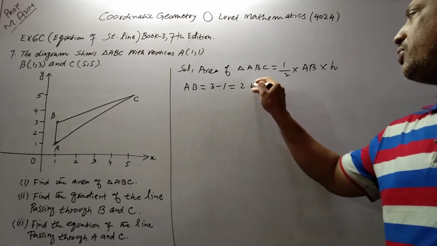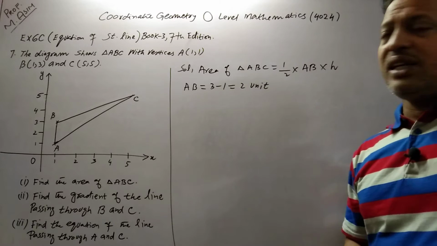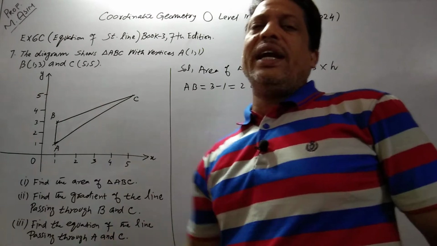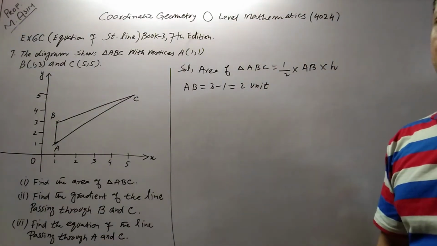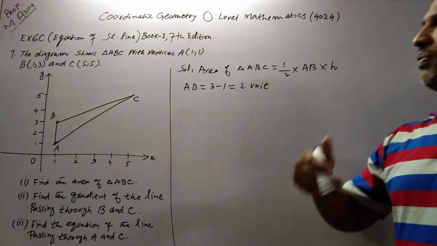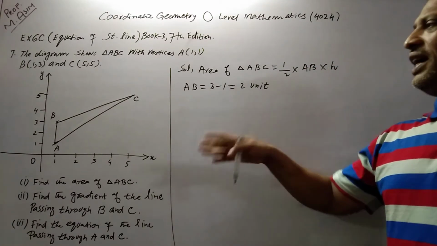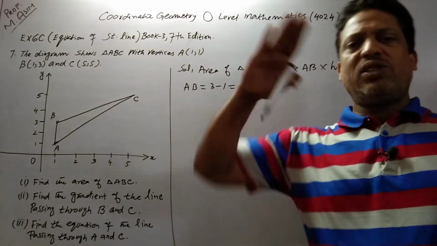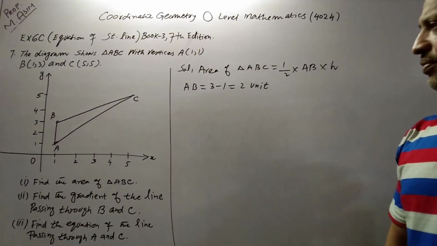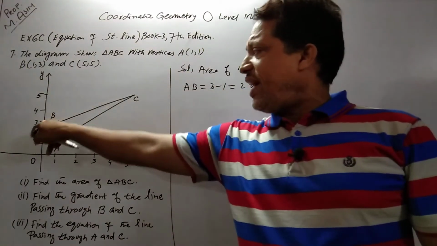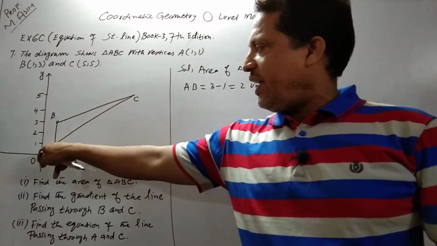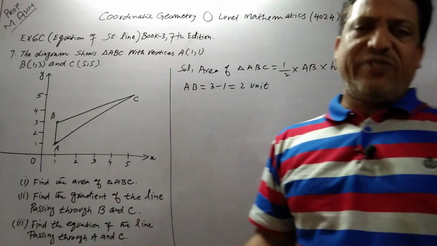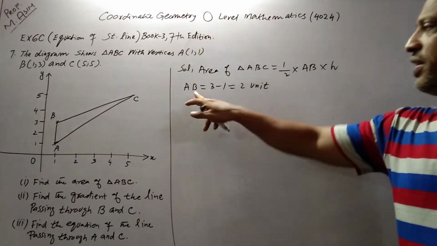3 minus 1 is what? 2 units. But students, if you apply the distance formula for A and B, you will get again the answer 2. So the choice is yours, whether you apply the distance formula or you find directly the length between 2 points if the line is parallel to the y-axis or parallel to the x-axis. Why do we just take y values? Because the x values are A 1, B 1, so 1 minus 1 is 0. I hope you understand how we get AB as 2 units.